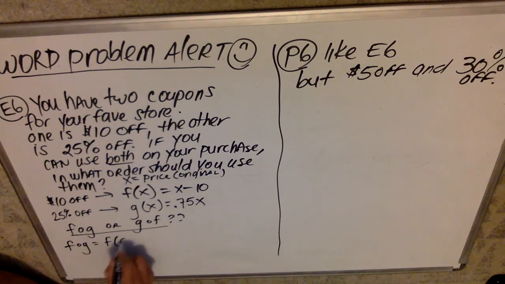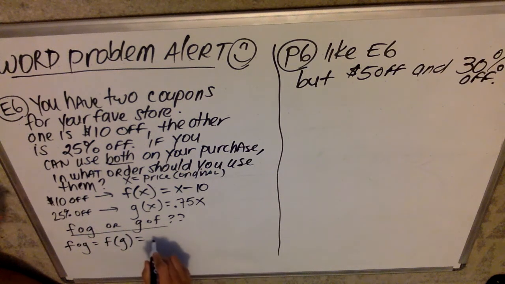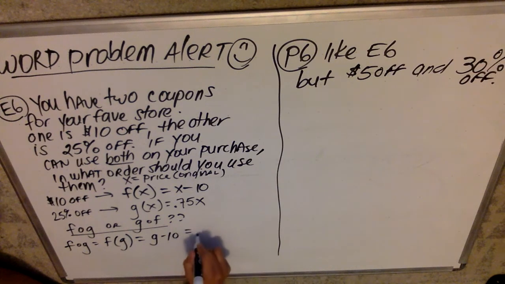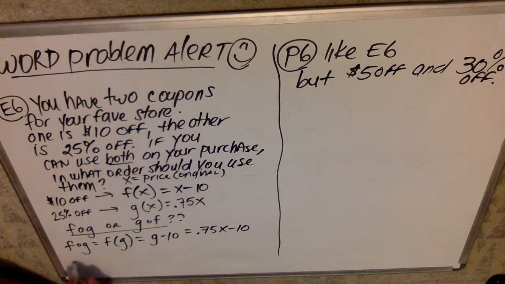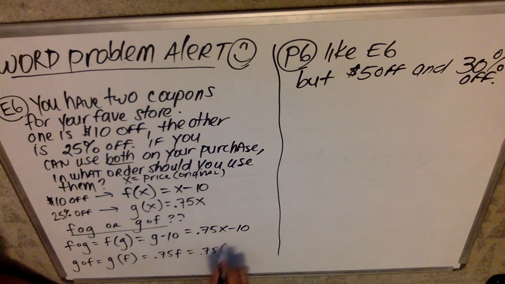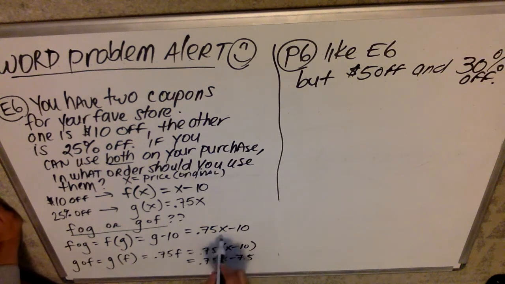Remember that would be f outside the g function, which means g minus 10. So that's 0.75x minus 10, right? If I do g of f, right, that's g outside the f function, well, that's going to be 0.75 times f, which is going to be 0.75 times x minus 10, or 0.75x minus 7.5. So if you compare these two answers, right, this is one order and this is the other, right?